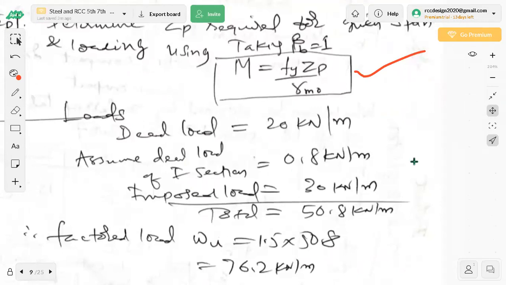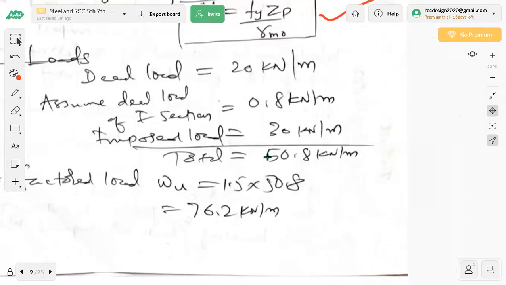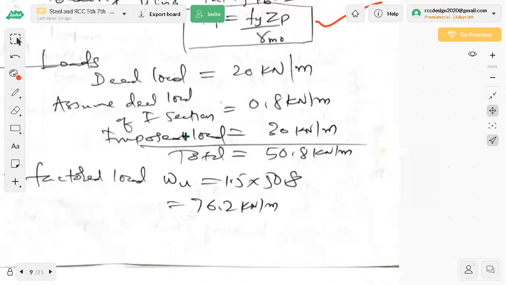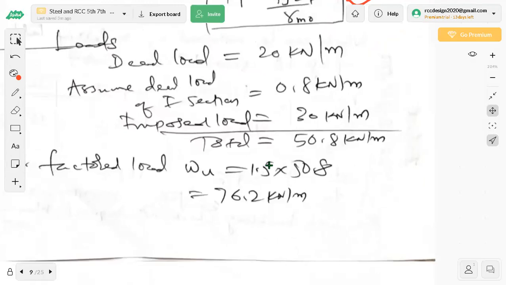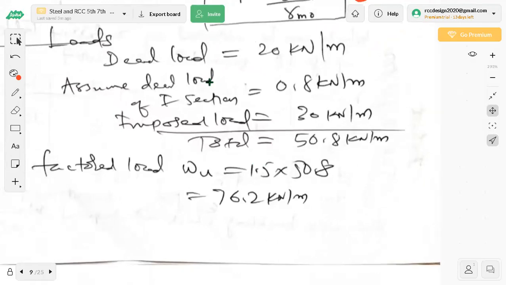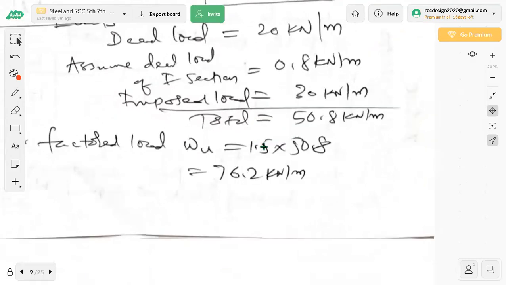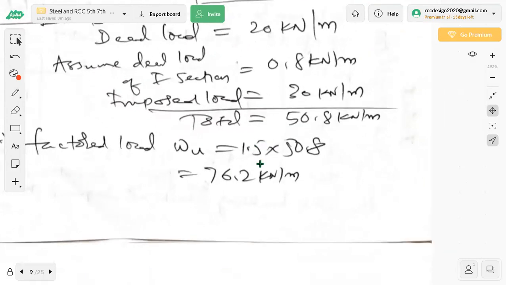How can I assume like this? If you see the steel tables, most of the I sections are in this range only. Somebody can assume 1 kN per meter also. There is no problem in that. Normally, for an I section, approximately for 1 meter length, the weight is 0.8 kN. In this way, I calculated it. Imposed load is 30; dead load of slab and all is given. So total is 50.8, multiplied by 1.5 to get factored load. So 76.2.